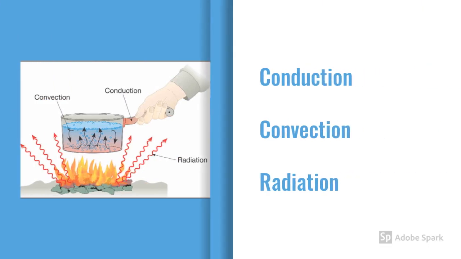The topic of heat can be broken down into two sections, heat transfer and the measuring of heat. Heat transfer involves how heat spreads. This can happen in three different methods: conduction, convection, and radiation.